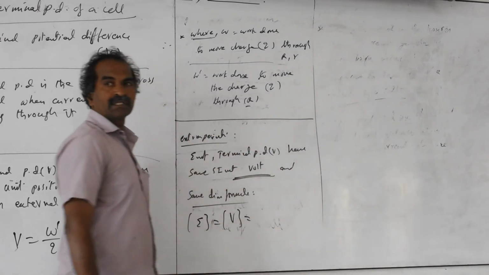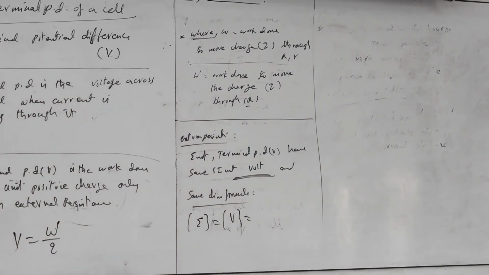What is the dimensional formula of volt? It is work by charge. Work or energy is ML^2T^-2, and charge means current into time, that is I into T. So the dimensional formula becomes ML^2T^-2 divided by IT, which gives ML^2T^-3I^-1.